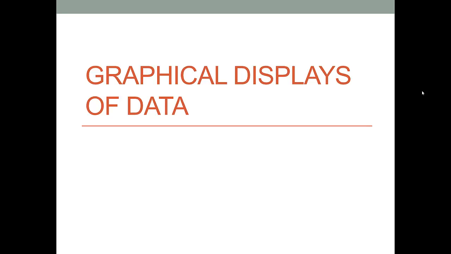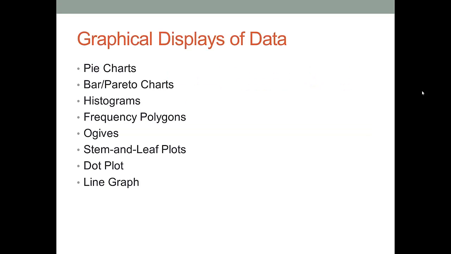Graphical displays of data. An easy way to get a sense of the distribution of our data is to look at a picture of it. So we'll look at these different types of graphs that we could have and when they're appropriate.